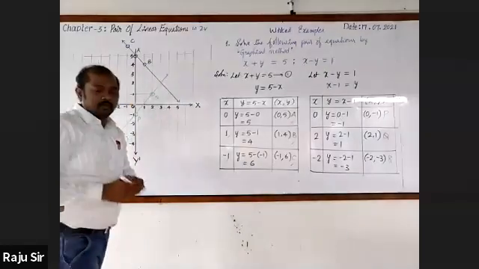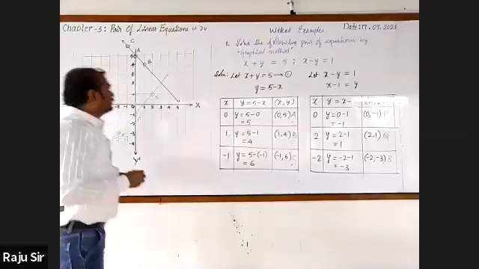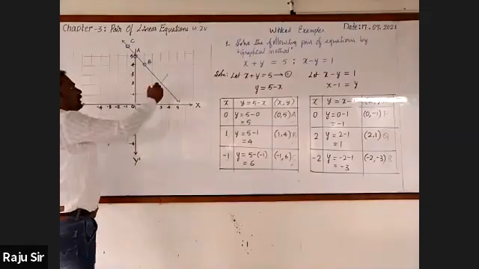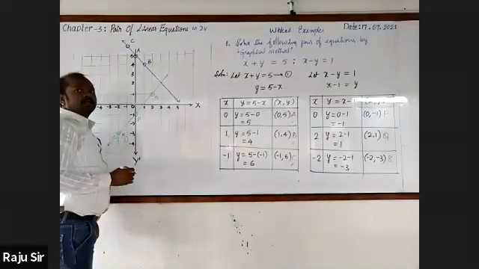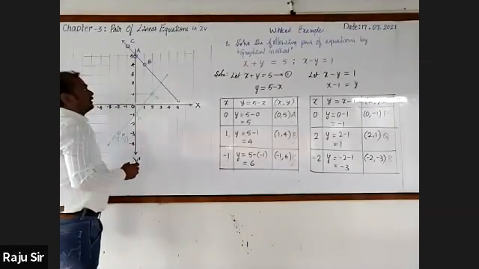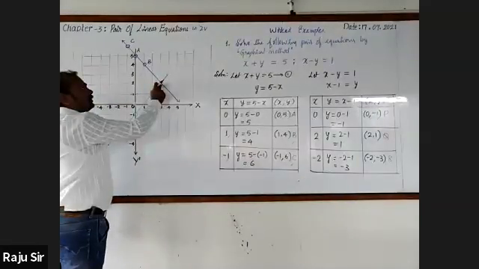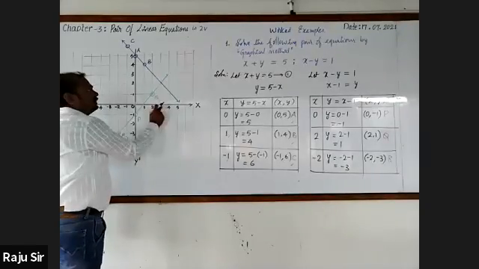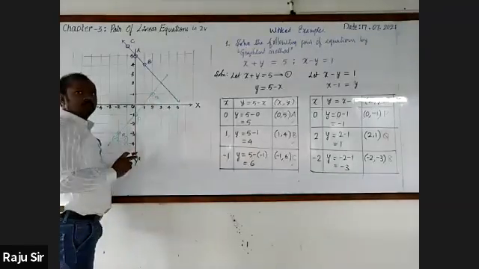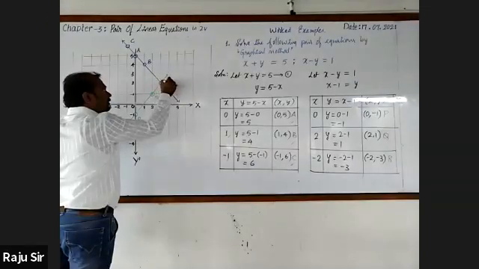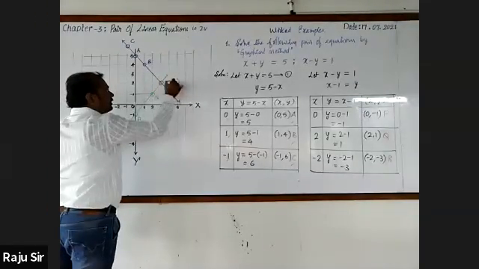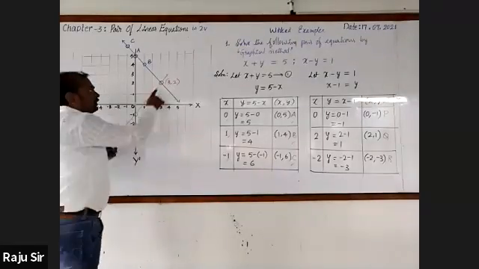Look here. Observe the point of intersection. Both lines will intersect at this point. Tell the coordinates of this point. It is (3, 2). This is (3, 2).